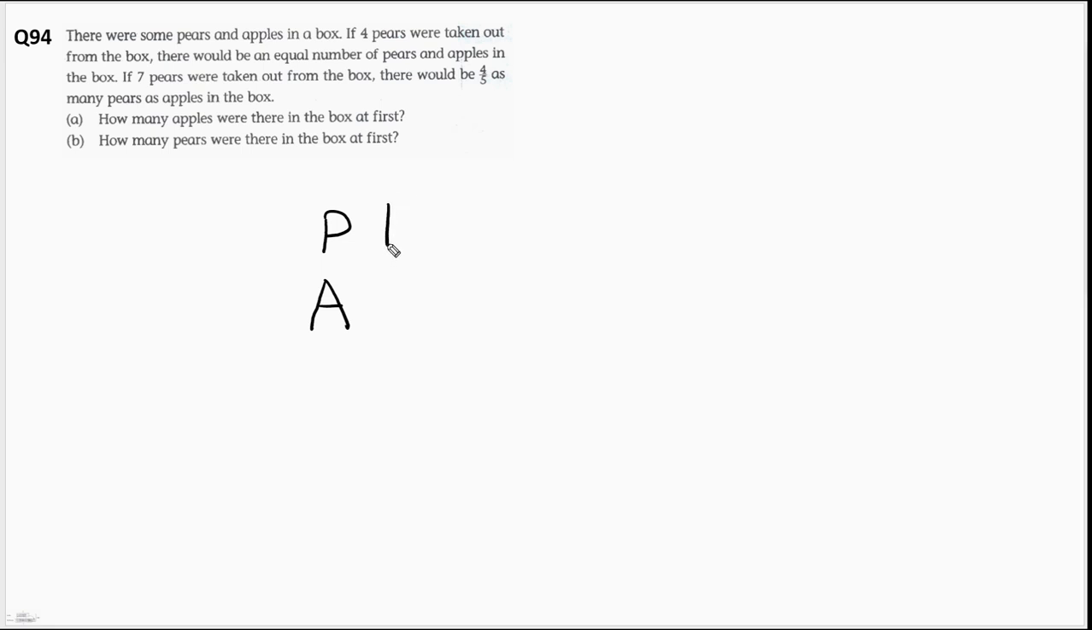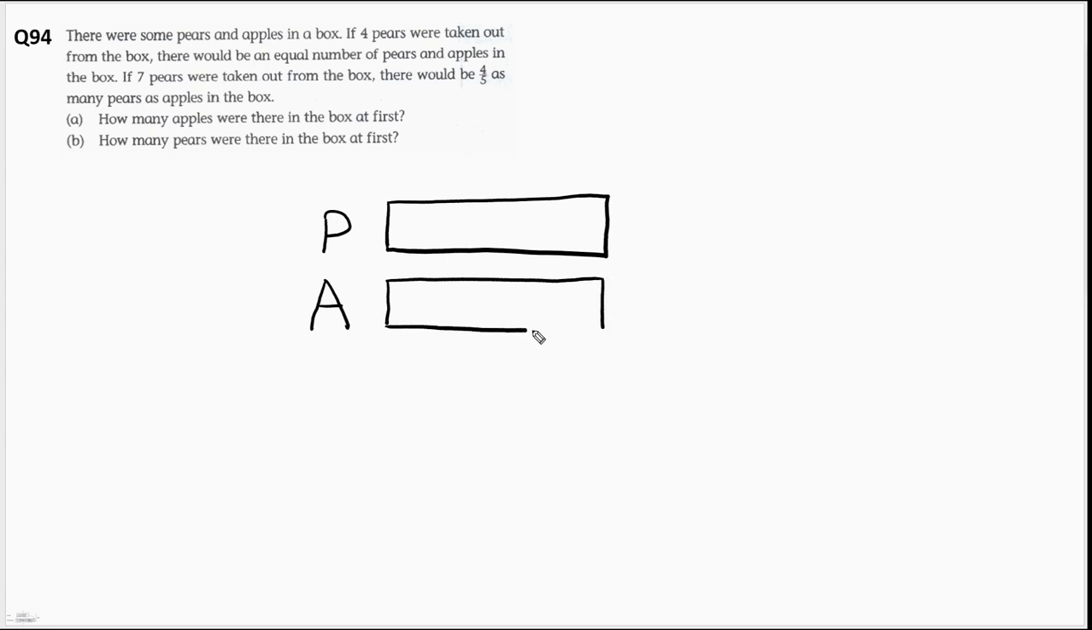And at some point, we have an equal number of pears and apples. So this is my start point for my model. Now, what does it tell us? It says that if 4 pears were taken out, there would be an equal number of pears and apples. Okay, so there must have been 4 additional apples.